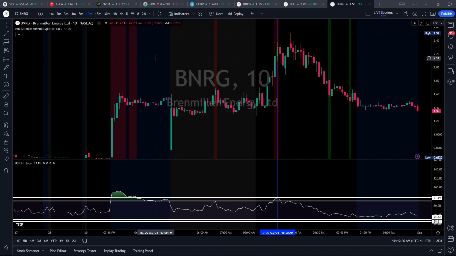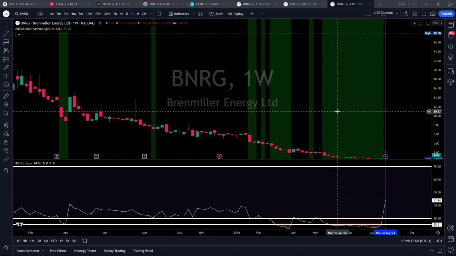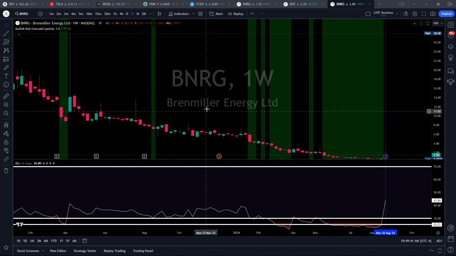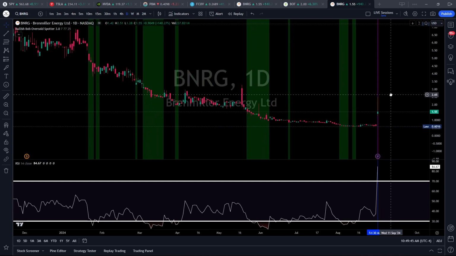You can switch the RSI through different time frames. So try different time frames with this. See what it looks like. As you can see on the weekly time frame, it was oversold on many of these candles here, and these are weekly candles, so you have to hold for a long time. Same thing with the daily.